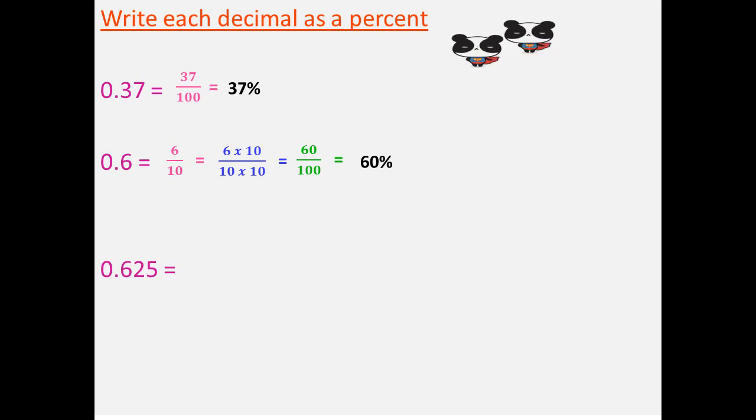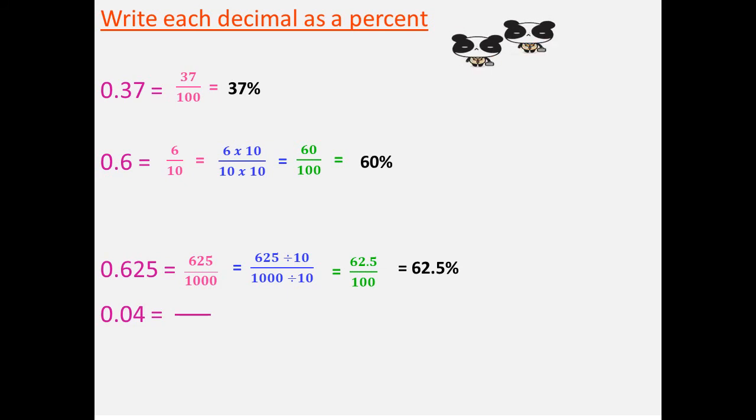0.625. I will write the number as a fraction: 625 over 1000. But I need my denominator to be 100. How? I will multiply? No, I can't. So I will divide up and down by 10. 625 divided by 10 is 62.5. 1000 divided by 10 is 100. So I will write the number as it is and convert it into a percent. It will be 62.5%.